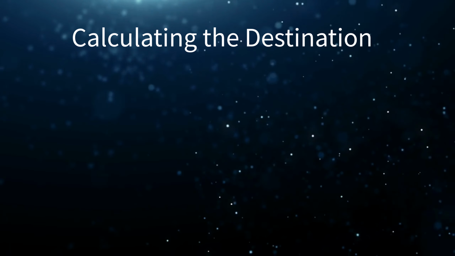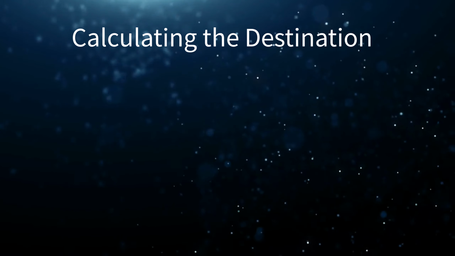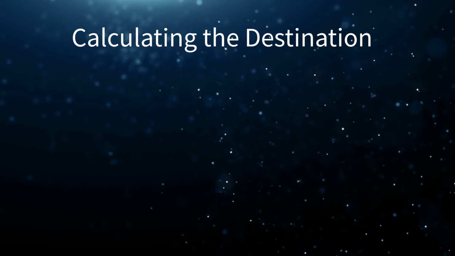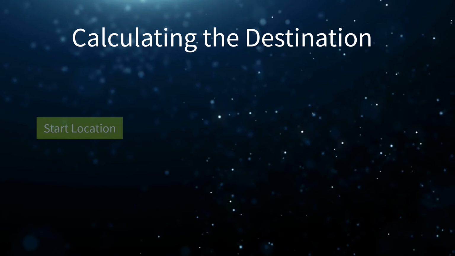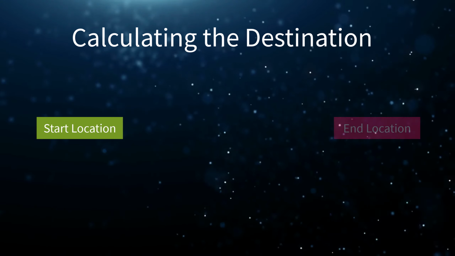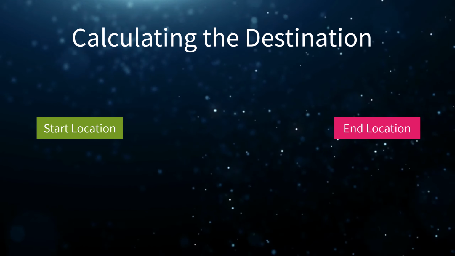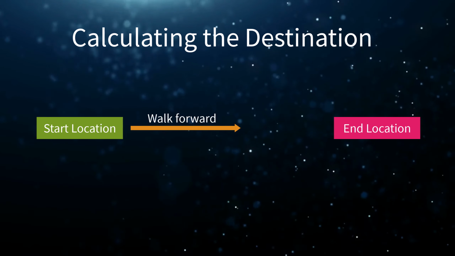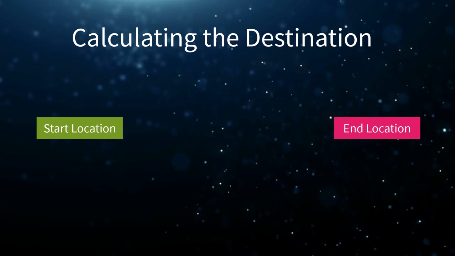So now let's think about what we need to do if we want to calculate an end destination from a starting location. As a simple example, imagine you are standing in a field and have to walk from your current location to an arbitrary destination, the end location. You would rotate towards your destination and start walking forward towards the destination until you arrived. In code, we would do exactly the same.